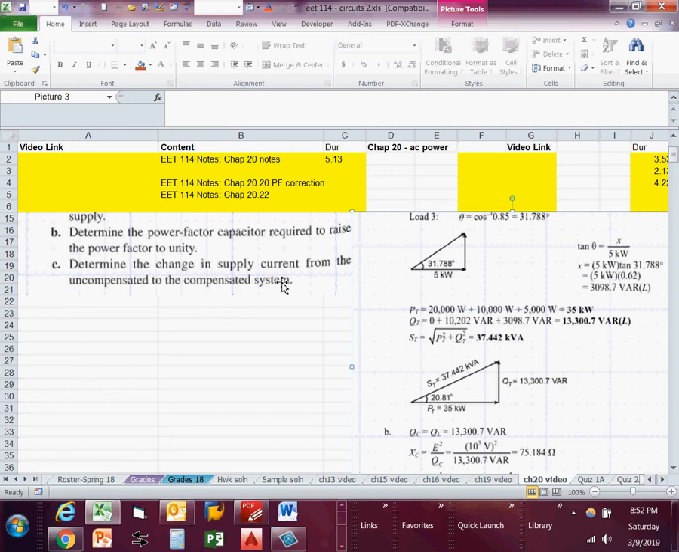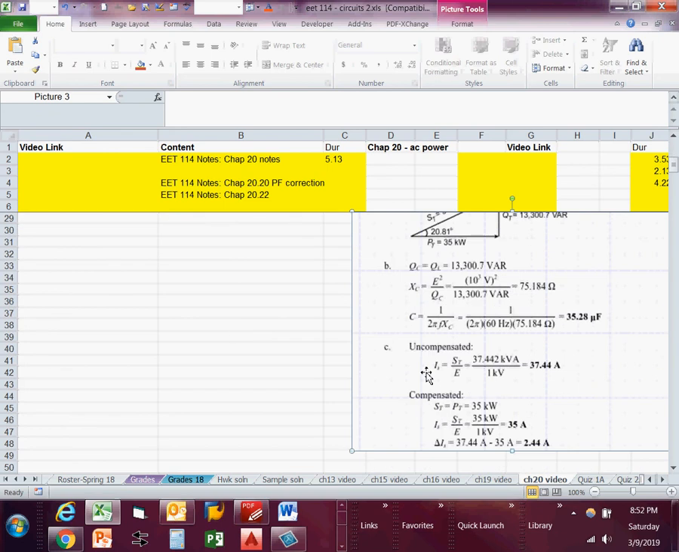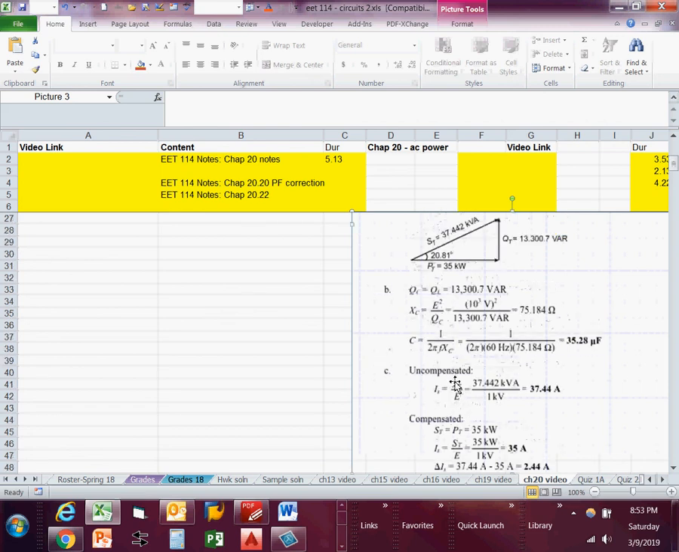And then part C, determine the change in supply current from the uncompensated to the compensated system. So uncompensated, the supply current, source current is S sub t divided by E. We figured S sub t is 37.442 kVA divided by 1 kV equals 37.44 amps.